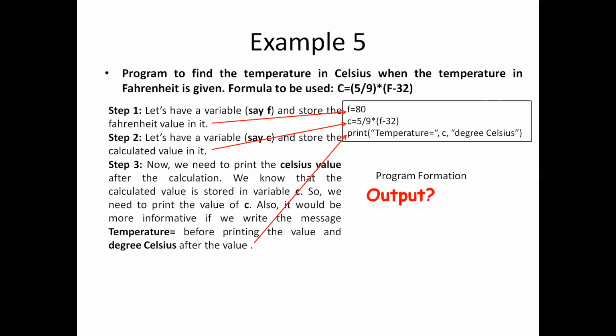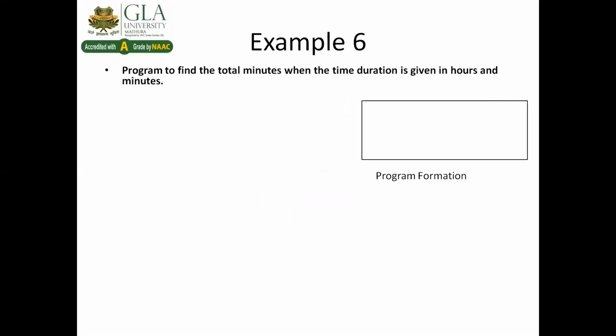So what would be the output? The output would be temperature equal to 26.667 degrees Celsius. You can execute this program in Python and see that the output is this only. If you have understood these five programs, then it would be easier for you to learn the next five programs as well.